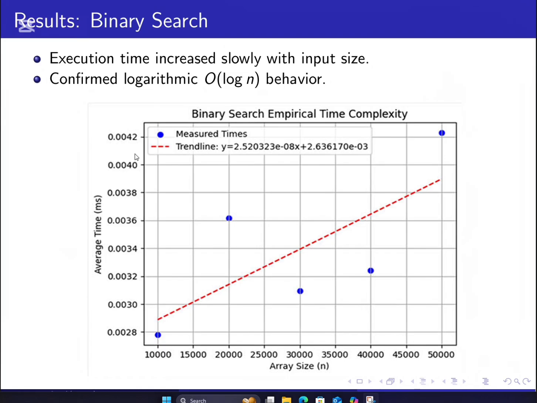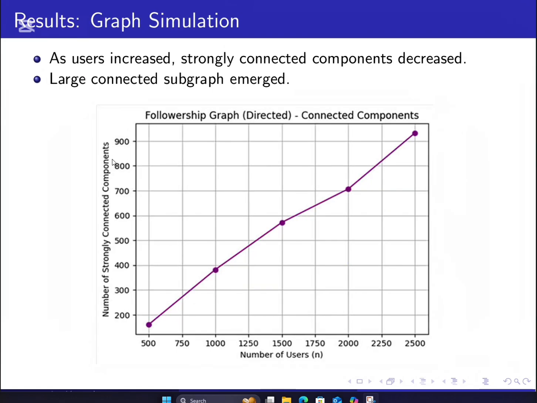Results. Binary search: our experiment confirmed that execution time grows very slowly compared to input size. This matches the expected logarithmic behavior of log n. Although there were minor differences from the theoretical model, those come from system overhead and constant factors, not the algorithm itself.